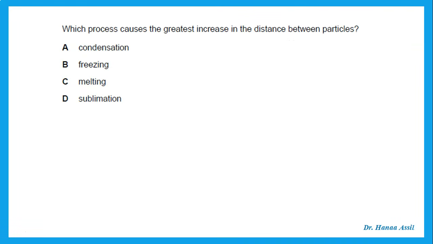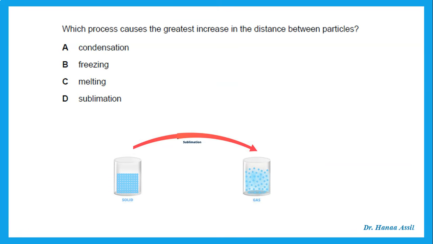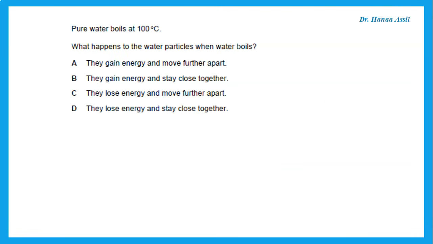Which process causes the greatest increase in distance between particles? So, which one will cause the particles to move away from each other with the biggest distance? Of course, if we're changing from solid to gas, then the particles have moved away with a greater increase in distance. So my answer is sublimation.